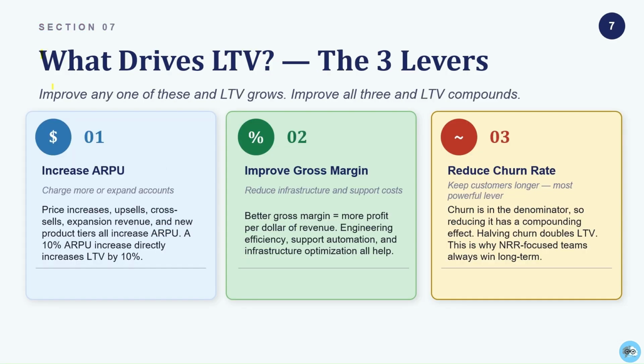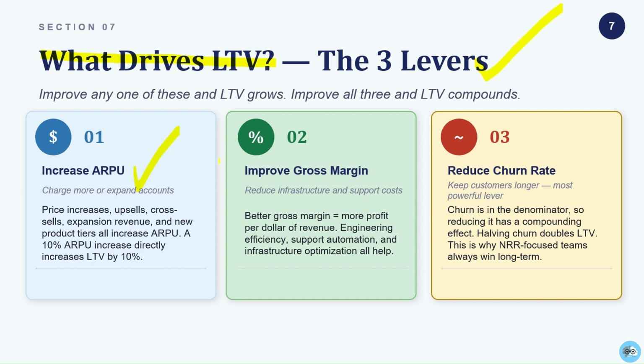Now we will talk about what drives LTV. Three levers. There are three things that we can do to improve our LTV. First one is increase in revenue. If we are able to increase our revenue, we are able to increase our LTV. How should we do it? Price increases, upsell, cross sell, expansion, or try to bring in new product tiers so that ARPU, our average revenue per user, can be increased.